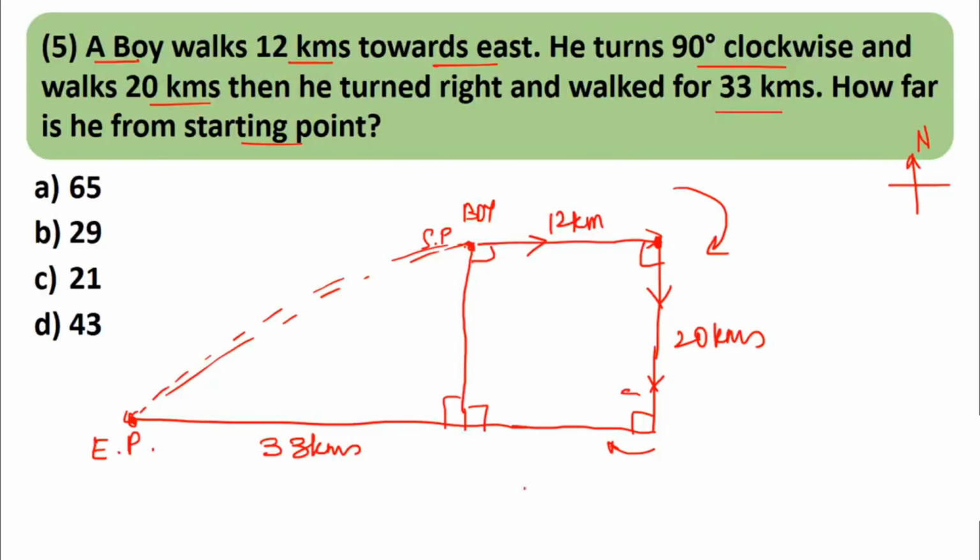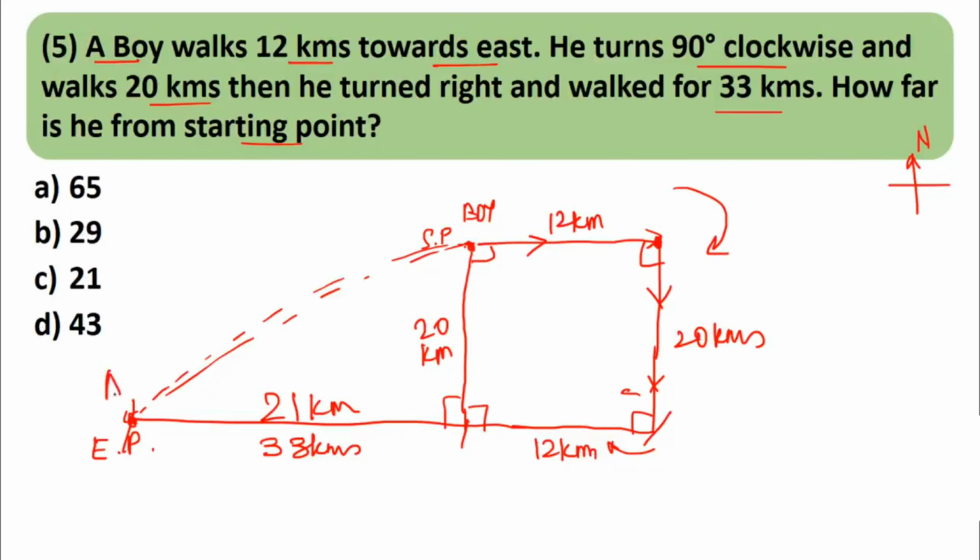Now here we have 12 kilometers, this will also be 12 kilometers because a rectangle has opposite sides equal. This is 20, this is 20, the entire length is 33 from here to here. This is 20, this is 12 kilometers, so this will be 21 kilometers. This is 20 kilometers, this is 21 kilometers.